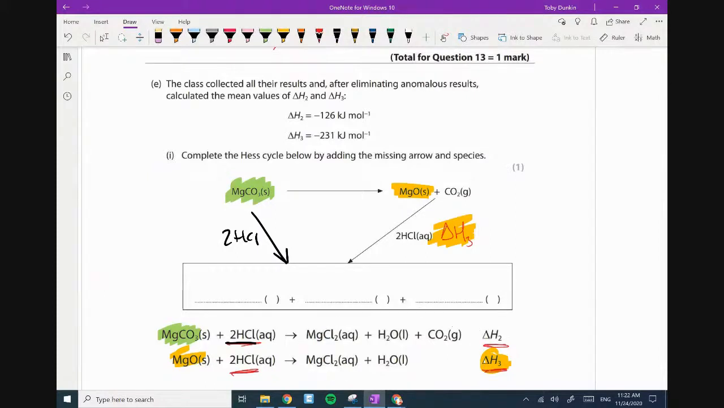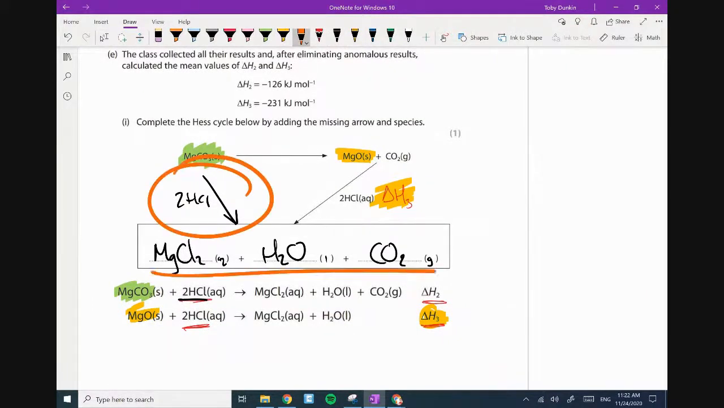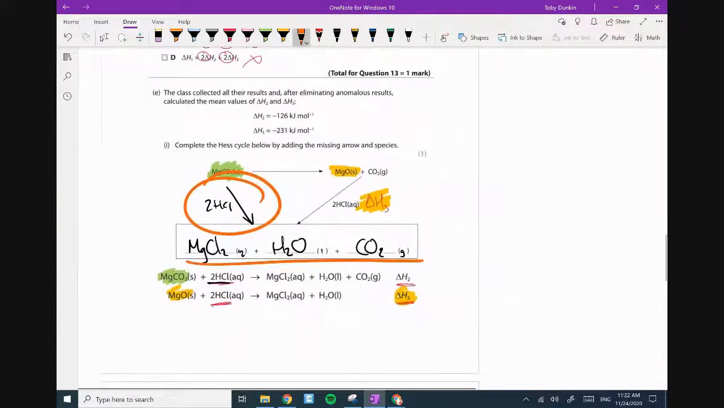So the first mark is going to be for putting these products down here. MgCl2 plus H2O plus CO2, and then state symbols. That's aqueous, that's liquid, and that is gas. I like it. So there's 1 mark. That's all we had to do. The marks there come from this arrow being highlighted and every one of the state symbols being correct.